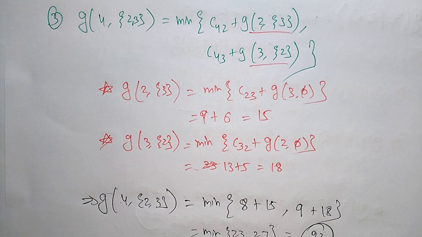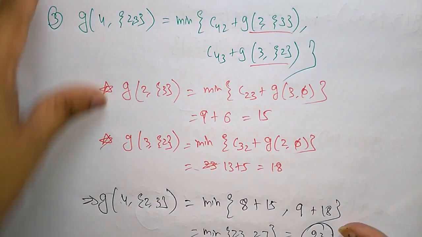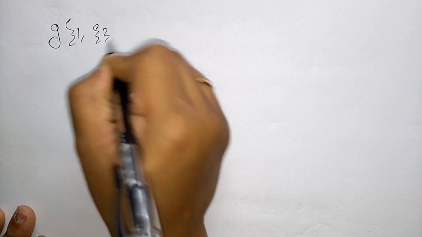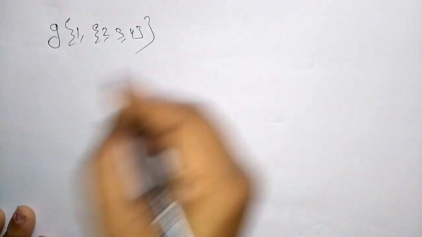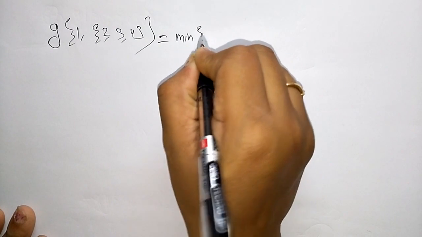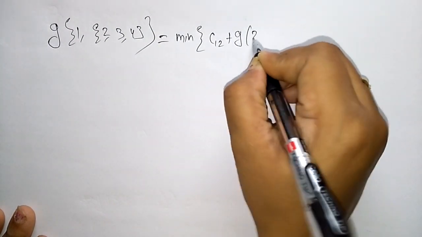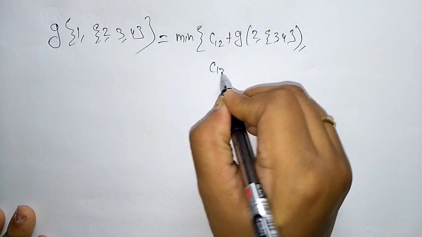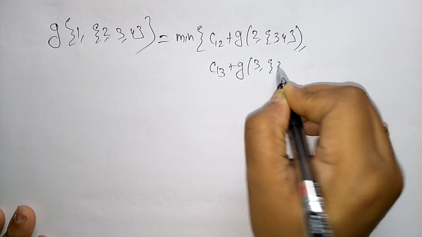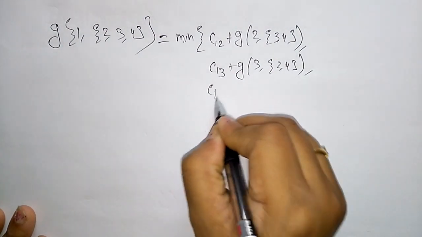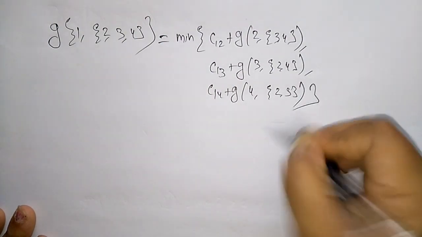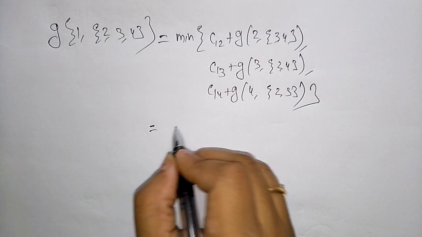So we got the three values. Just substitute those three values in the given equation. What is the equation for finding the shortest path? g of 1 comma 2 3 4. The minimum is C12 plus g of 2 comma 3 comma 4, and C13 plus g of 3 comma 2 comma 4, and C14 plus g of 4 comma 2 comma 3. Now just substitute those values here.